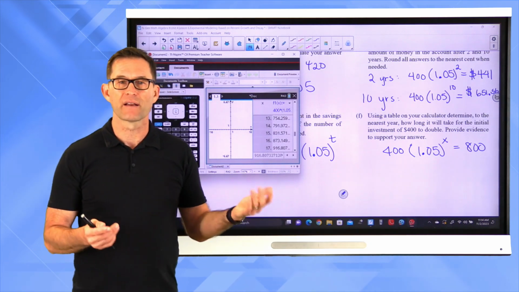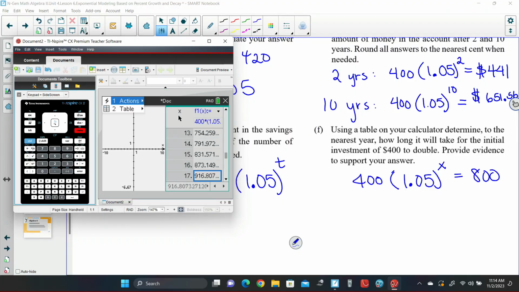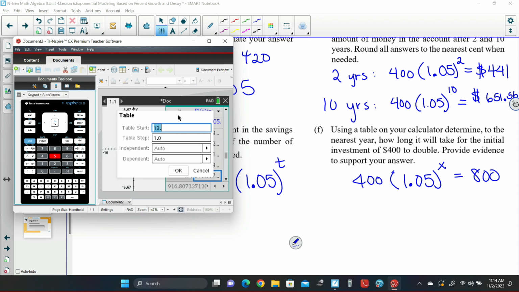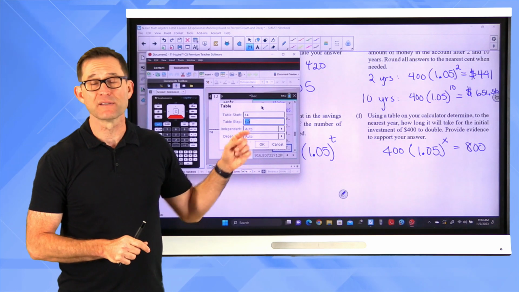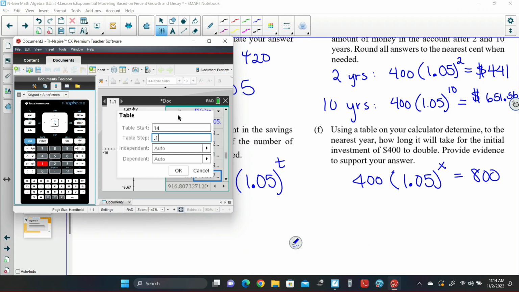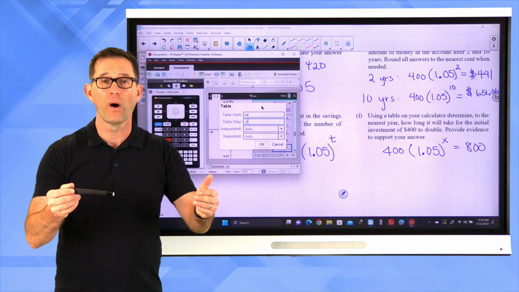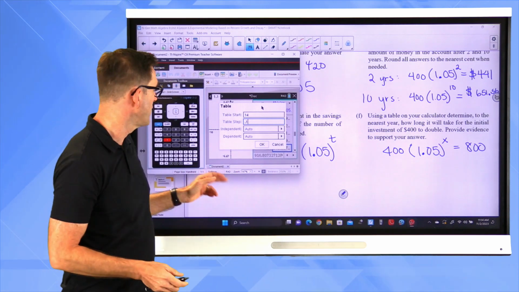So here's some calculator technique for you. If I come over into my table and I go to menu, I don't have very much in terms of a menu when I'm in my table. But I'm going to go down to Edit Table Settings. I'm going to make my table start at 14. But instead of my table step being 1.0, which means that it goes from 14 to 15 to 16 to 17, I'm going to make my table go by tenths, 0.1. So now I'll get to see what this function equals at 14, what it equals at 14.1, 14.2, 14.3, etc.